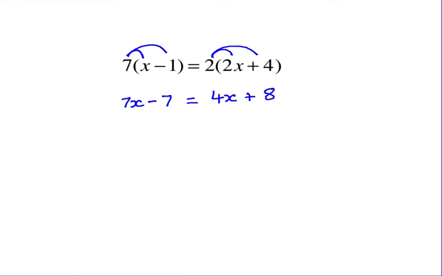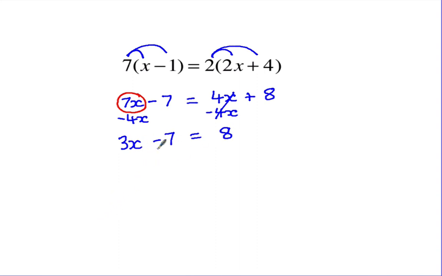So now we're looking at the scenario we were looking at a minute ago. This side, it's got more x's on, more unknowns on. So I need to remove the 4x from this side. It's currently positive, so I need to take it away. I'll do that to both sides, keep it balanced, and that will remove the 4x from the right hand side, leave me with just the 8 over there. Here we've got 7x take away 4x, which is 3x, minus 7, and that equals 8.